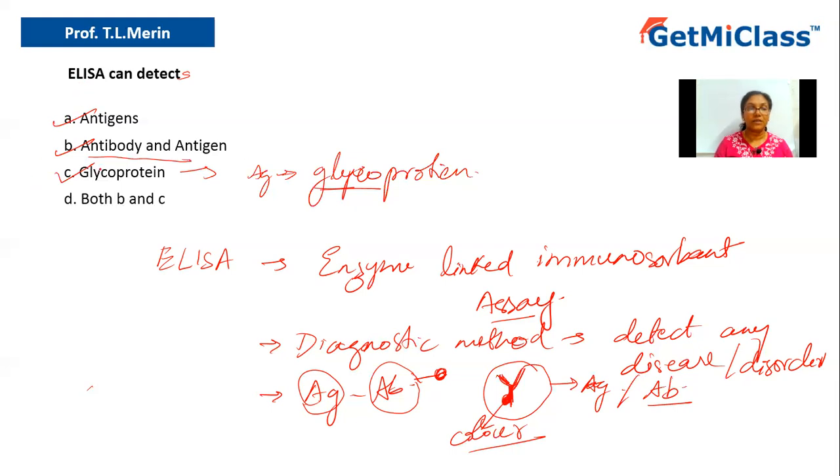So basically, if you have to consider option D, that is both B and C. Why not A? Because whatever is present in A is also included in B. So you have to choose the option wisely. So the correct option will be D, because it consists of both antigen and antibody as well as glycoprotein. ELISA can be utilized for detecting antigen and antibody, even certain other types of components like glycoprotein.